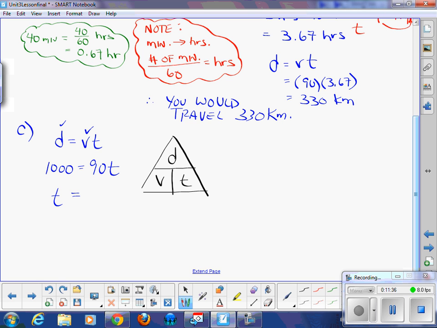So if we go back here then, if I want to find time, I go to my triangle. I know I have my d, that was the 1,000. I know I have my v, so that means that because d is on top of v, they're separated by that bar, which means I'm going to have to do division. So my time is equal to 1,000 divided by 90, and that's going to give me the time in hours, so 11.1 hours.